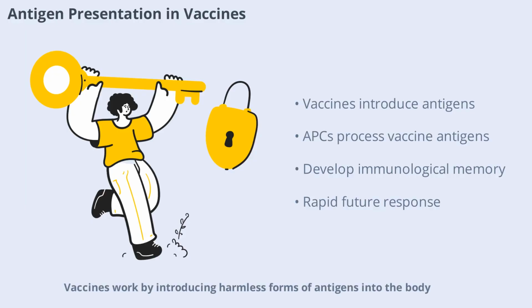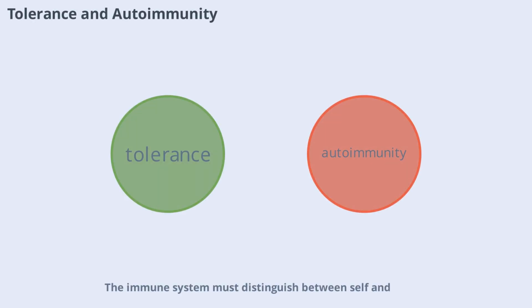Vaccines work by introducing harmless forms of antigens into the body, training the immune system to recognize and respond to real threats. Antigen-presenting cells process these vaccine antigens and present them to T cells, leading to the development of immunological memory. This memory enables the immune system to mount a rapid and effective response if exposed to the actual pathogen in the future.